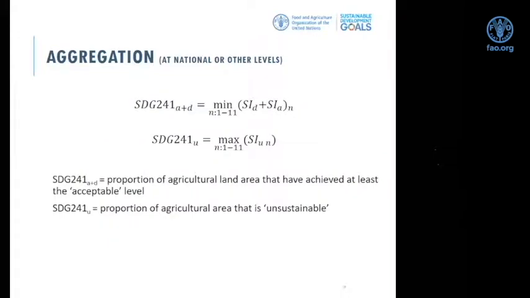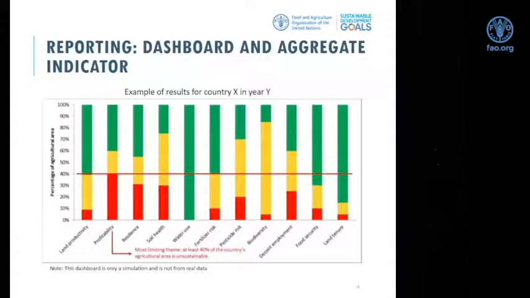These are the formulas that can be used to derive the aggregate indicator. So we can visualize it both ways. We can visualize in terms of the maximum sustainable agriculture area, which is basically an addition of the yellow and green, so the area acceptable and the area desirable, or the maximum unsustainable area across all the 11 themes. As you can see on the previous slide, the unsustainable area is for the profitability sub-indicator.